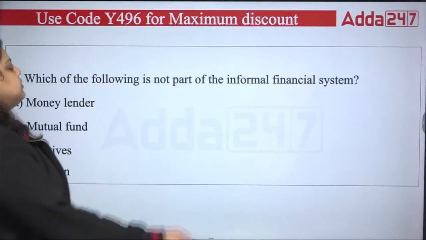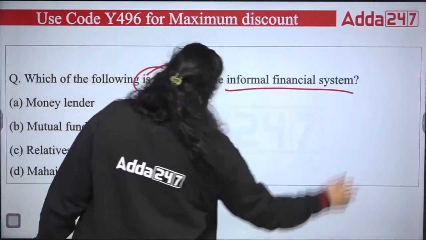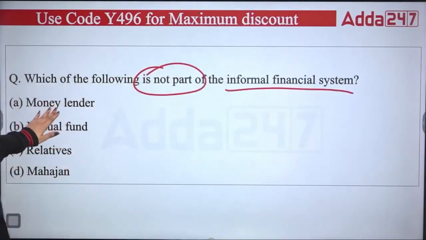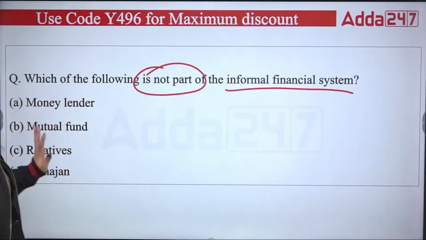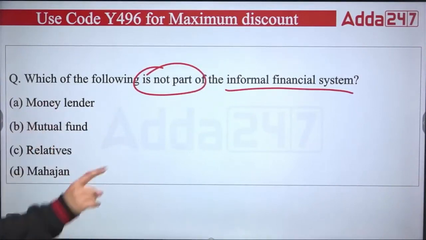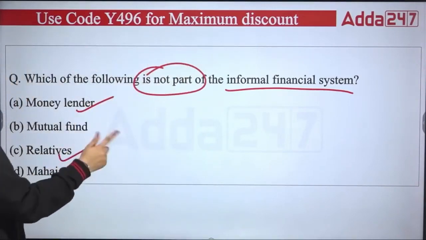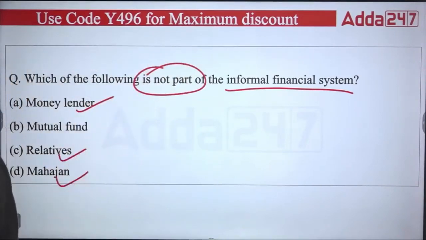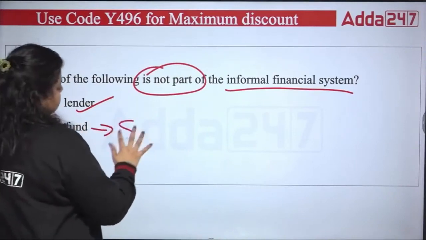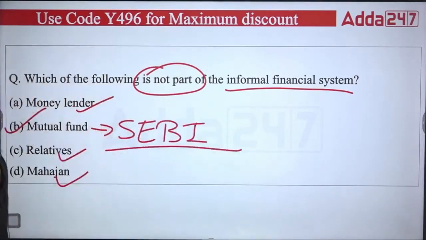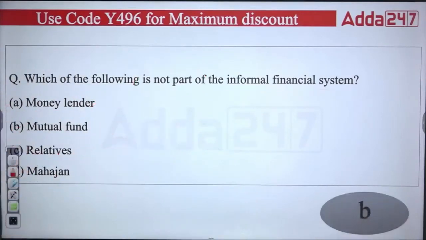Next we have, which of the following is not part of the informal financial system? The money lenders, the mutual fund, the relatives, the Mahajan. Money lenders are informal, relatives are informal, Mahajans are informal, but not the mutual fund. They come under SEBI, Securities and Exchange Board of India. So B is the correct answer. It's not a part of the informal financial system.